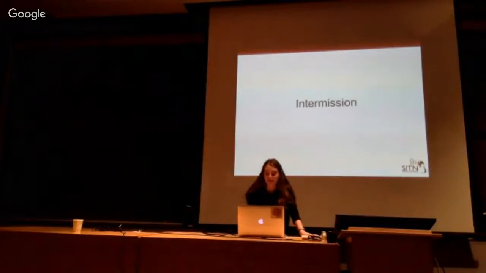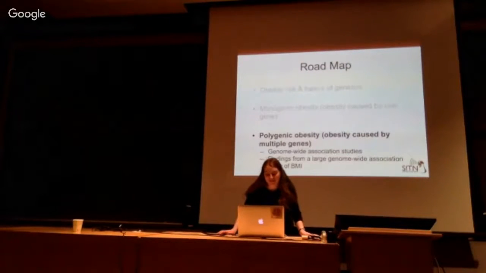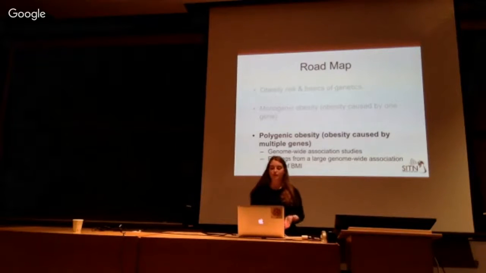All right, welcome back. So in this last section of the talk, I'm going to be discussing polygenic obesity, which you'll remember is obesity caused by multiple genes. And I'm going to, again, divide this into two parts. First, I'm going to talk about genome-wide association studies, which are the method that we use to look at polygenic traits generally. And then I'm going to talk about some findings from a large genome-wide association study of BMI.